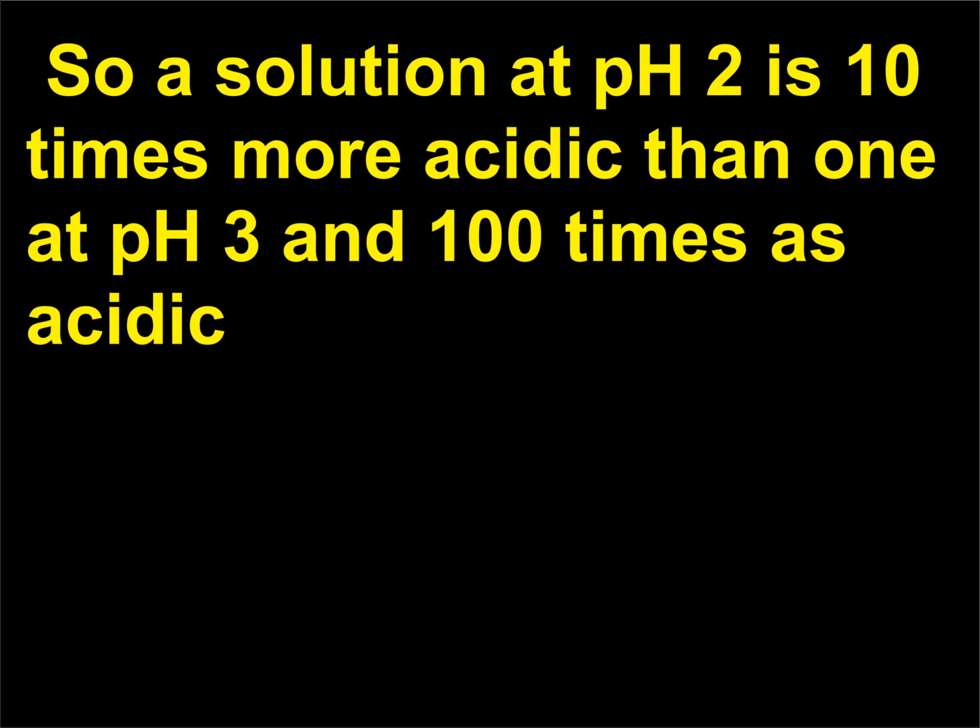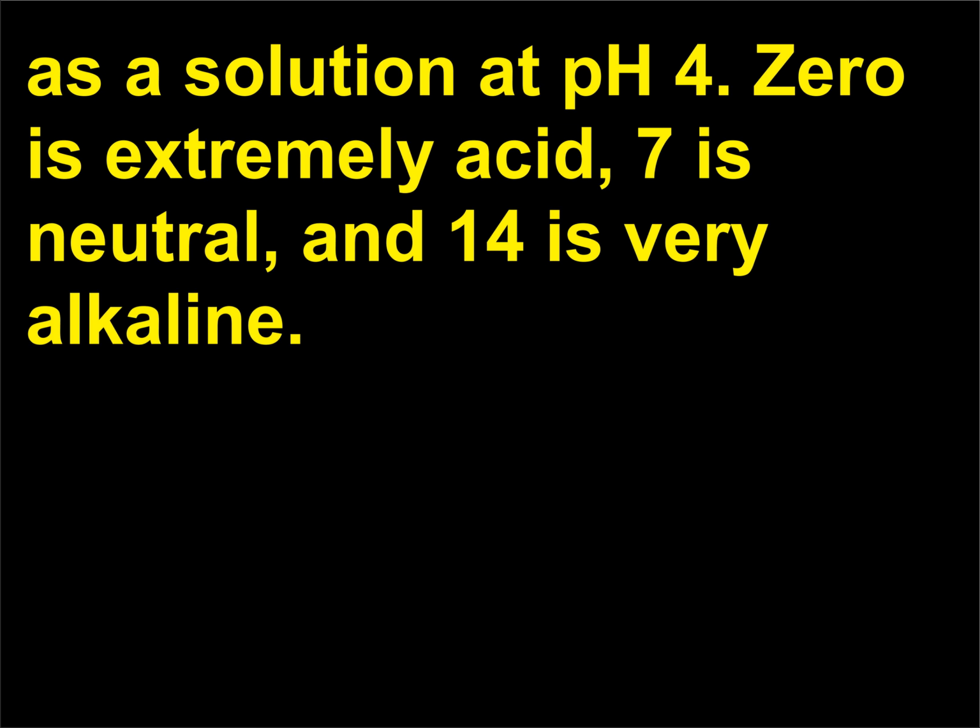So a solution at pH 2 is 10 times more acidic than one at pH 3 and 100 times as acidic as a solution at pH 4. 0 is extremely acid, 7 is neutral, and 14 is very alkaline.